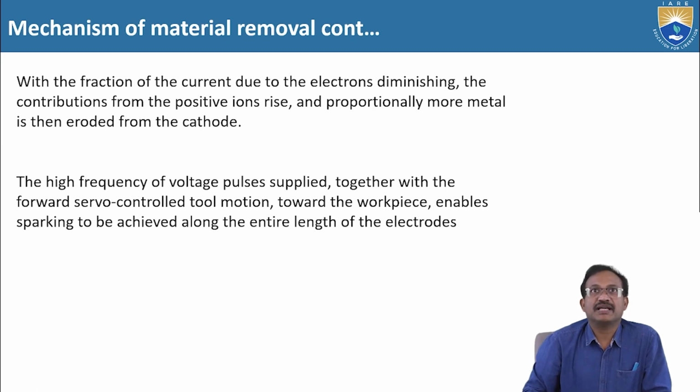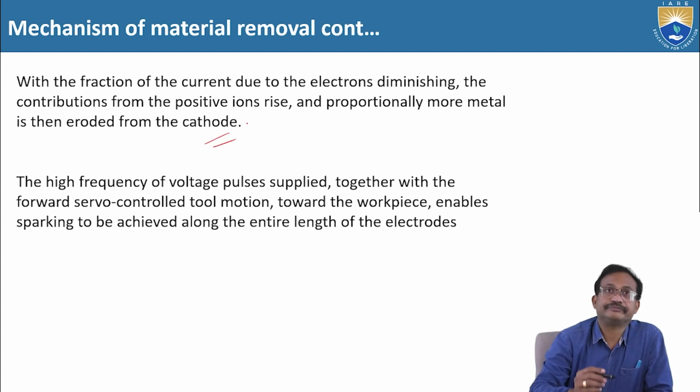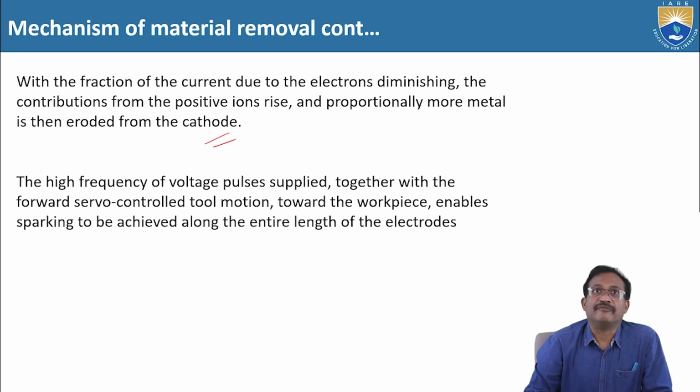With the fraction of the current due to the electrons diminishing, the contributions from the positive ions rise, and proportionally more metal is then eroded from the cathode. Here cathode means workpiece. When the fraction of the current due to electrons diminishes, the contributions from the positive ions rise and proportionally more metal is eroded from the cathode.